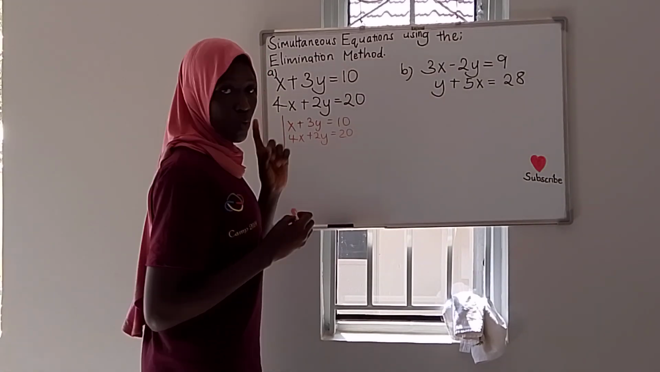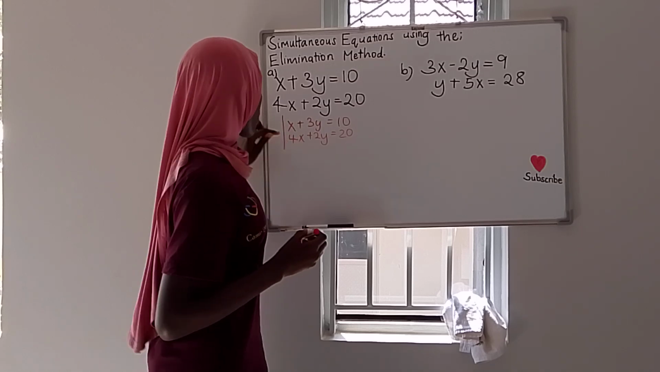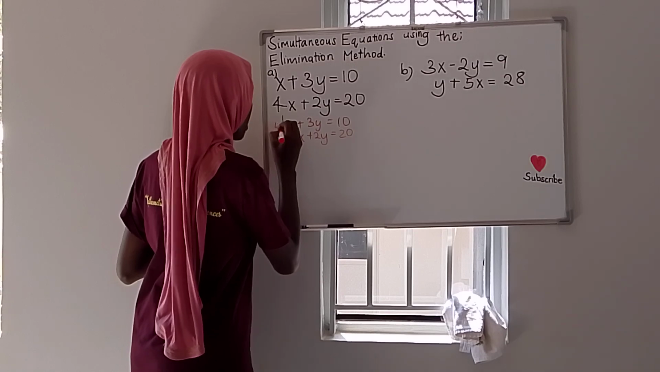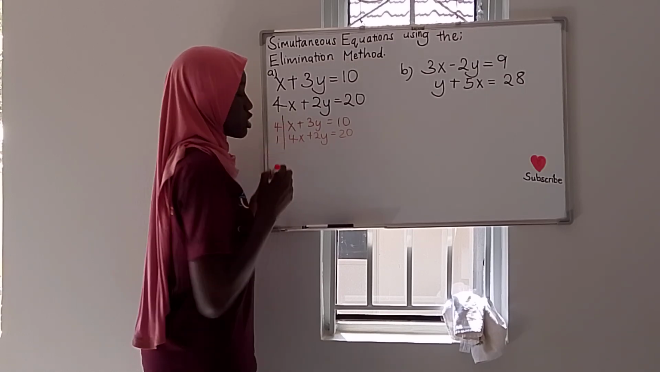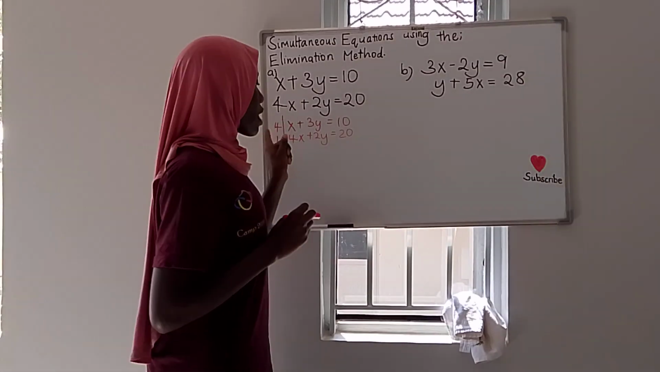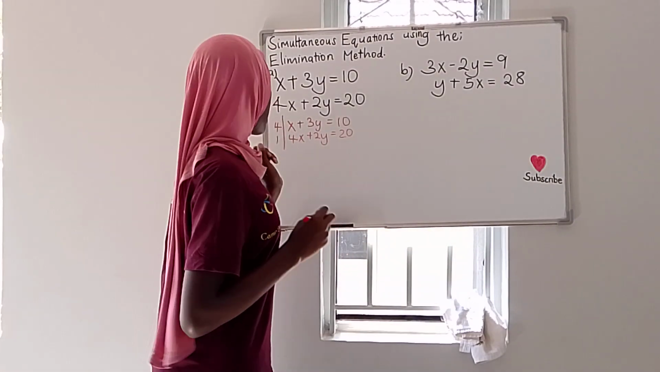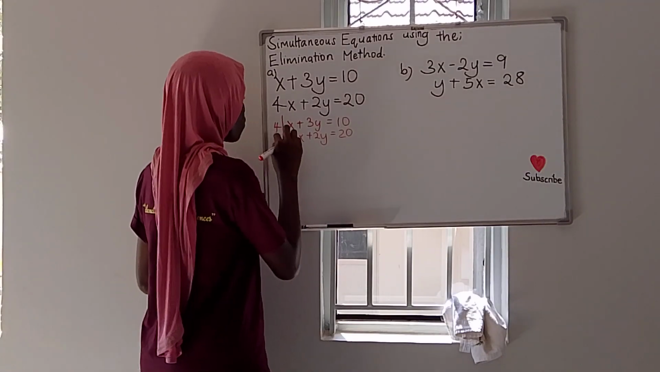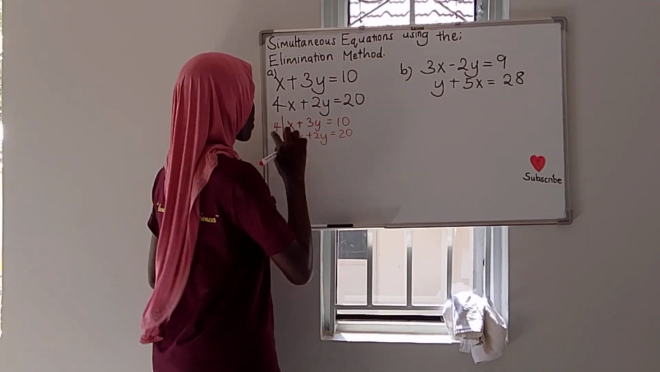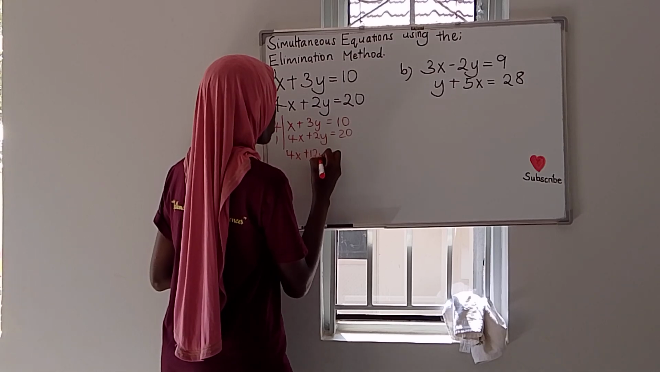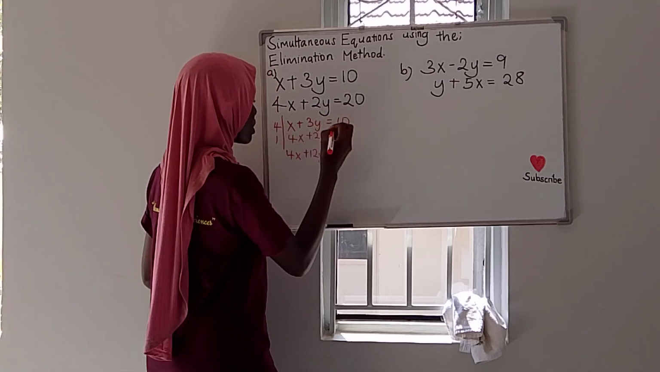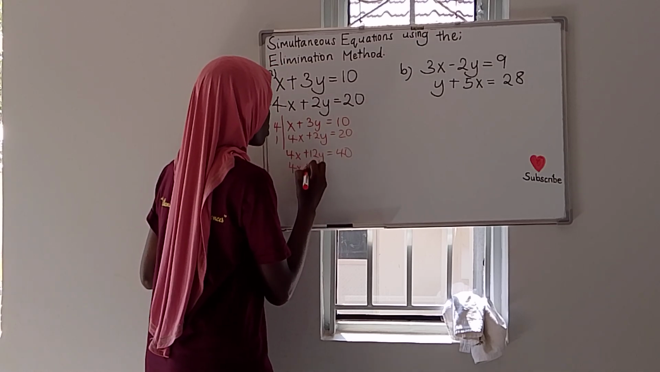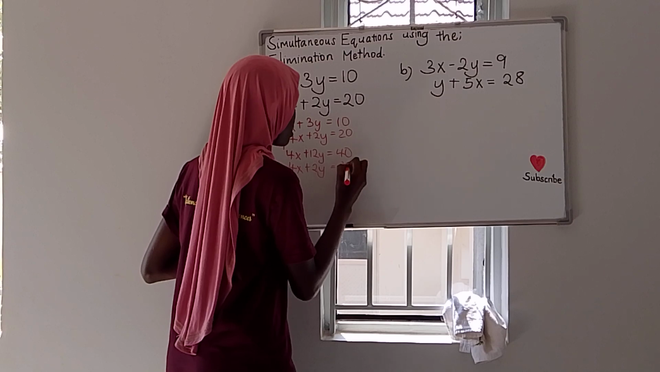Since the first one is 1 and the second one is 4, we have to make the 1 become a 4. So to do that, we shall put a 4 here, and here we can multiply by 1. By multiplying 4 by the whole equation and multiplying 1 by the second equation, we shall have 4 times x giving us 4x, 4 times 3y giving us 12y, and 4 times 10 giving us 40. Then 1 times 4x plus 2y is equal to 20.